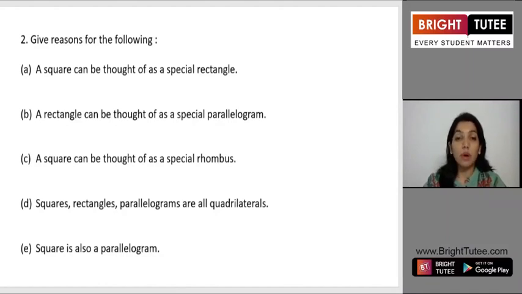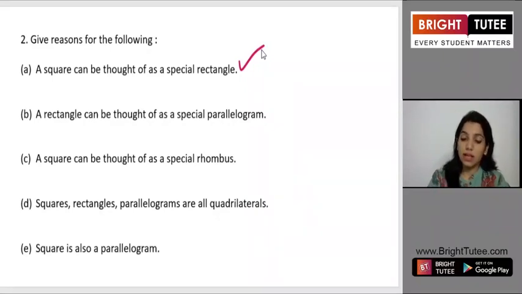And in rectangle, we also have the property that all the interior angles are meeting at 90 degrees. So do we have this in our square as well? Are all the four interior angles in square 90 degrees in measure? The answer is yes. So the statement is true that a square can be thought as a special rectangle. And the reason behind this is that all the properties of a rectangle are satisfied for a square.